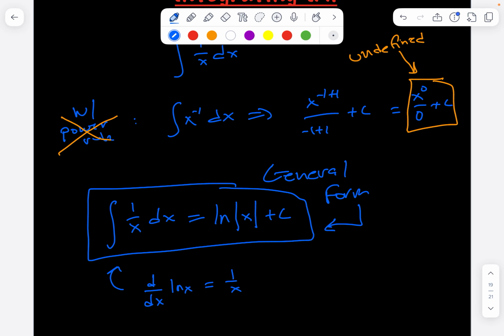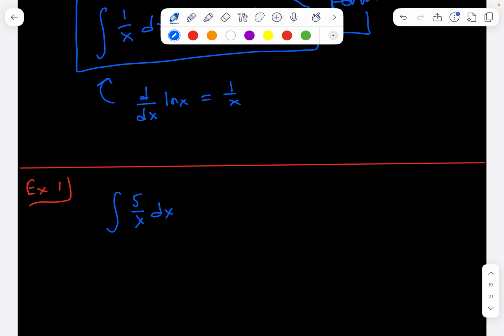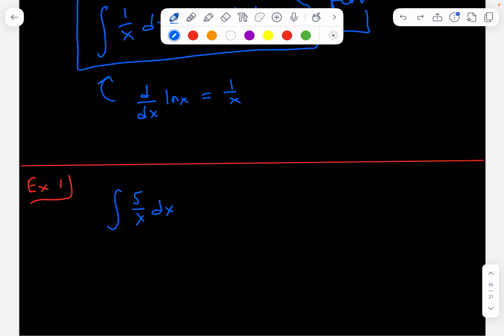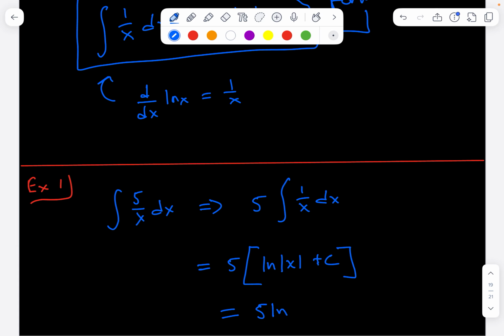All right, let's go ahead and get into some examples. So we have integral 5 over x dx. We can pull the 5 out because it is a constant, so we'll have 5 integral 1 over x dx. So this ends up being 5 times ln of x plus c, which we can rewrite as 5 ln x plus c. And that is our final answer.